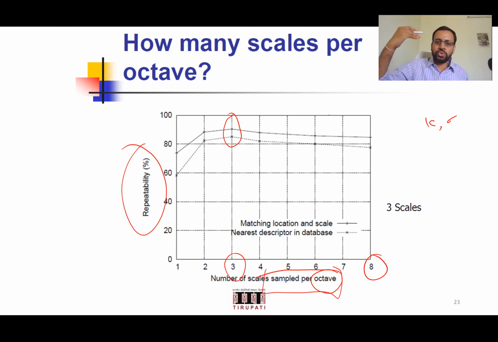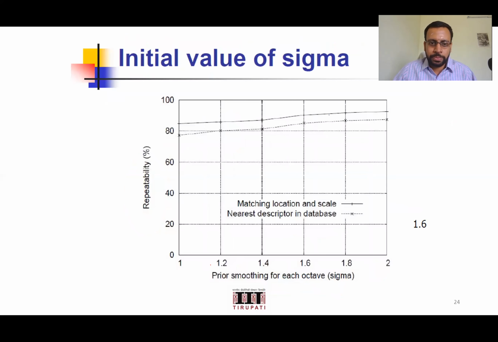So what if I use 2 levels, 3 levels, and 8 levels? As I mentioned, he found that 3 levels are reasonably good. He was looking at repeatability in terms of matching location and scale, whether the scale is getting mapped rightly or not, and then nearest descriptor. There are other things, but we need not go into the details. What he found from his extensive experimentation is that 3 levels were good enough. Then again he does similar things to figure out the value of sigma and finds that 1.6 is good.